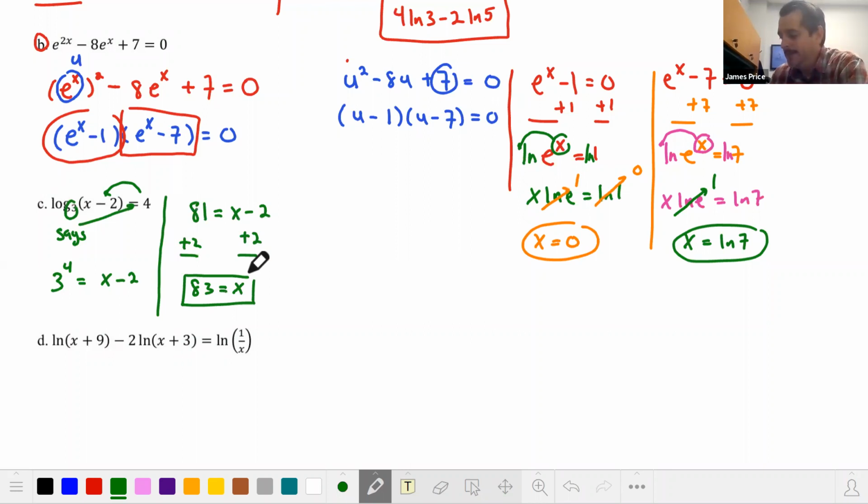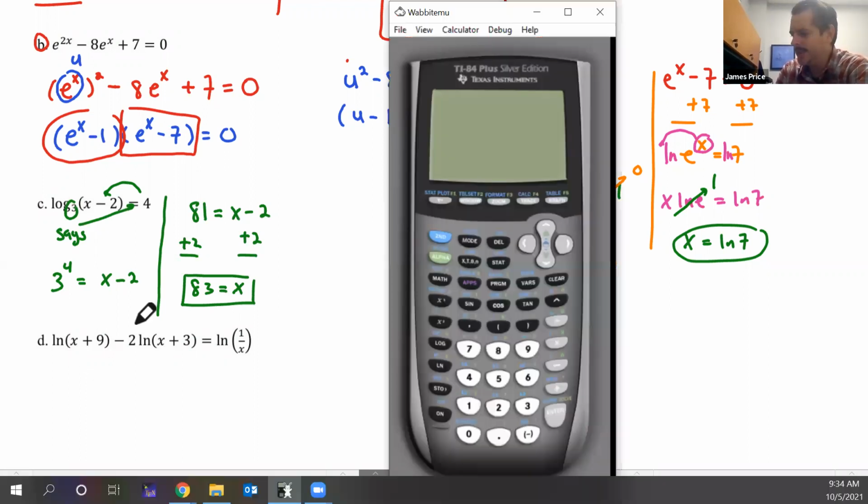And then part D, oh, let's check this one. All right, so let's check this one because sometimes it's hard to enter a log that's not base 10 or base E because you don't have that button necessarily on your calculator. It's not easy to find, right?